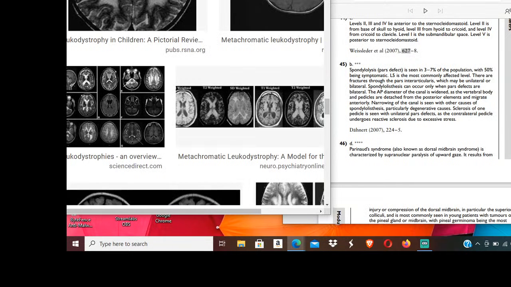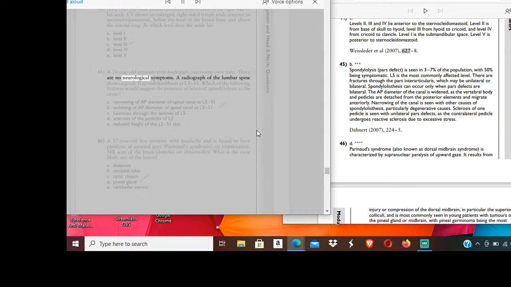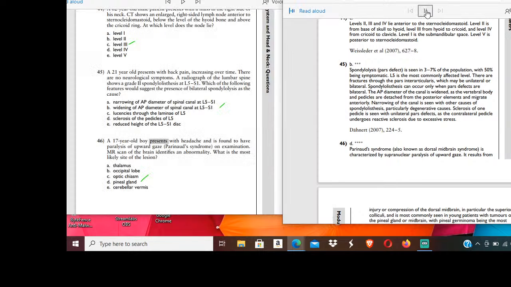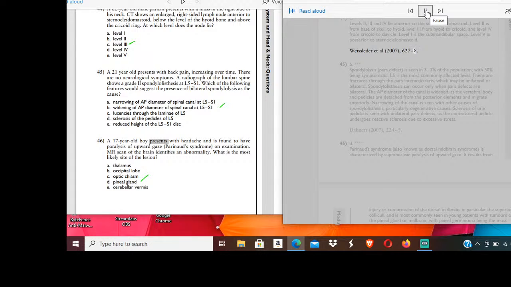45. A 21-year-old presents with back pain, increasing over time. There are no neurological symptoms. A radiograph of the lumbar spine shows a grade 2 spondylolisthesis at L5-S1. Which of the following features would suggest the presence of bilateral spondylolysis as the cause? A. Narrowing of AP diameter of spinal canal at L5-S1, B. widening of AP diameter of spinal canal at L5-S1, C. lucencies through the laminae of L5, D. sclerosis of the pedicles of L5, E. reduced height of the L5-S1 disc. 46. A 17-year-old boy presents 627-8.